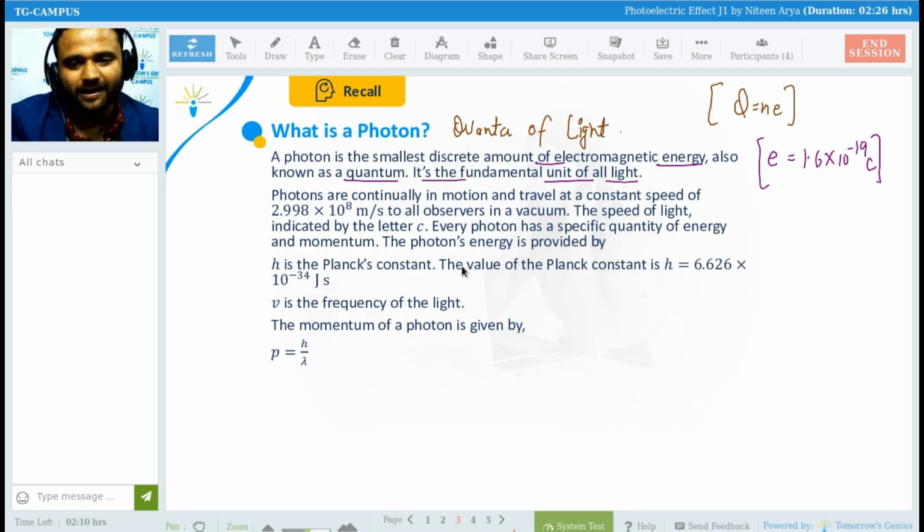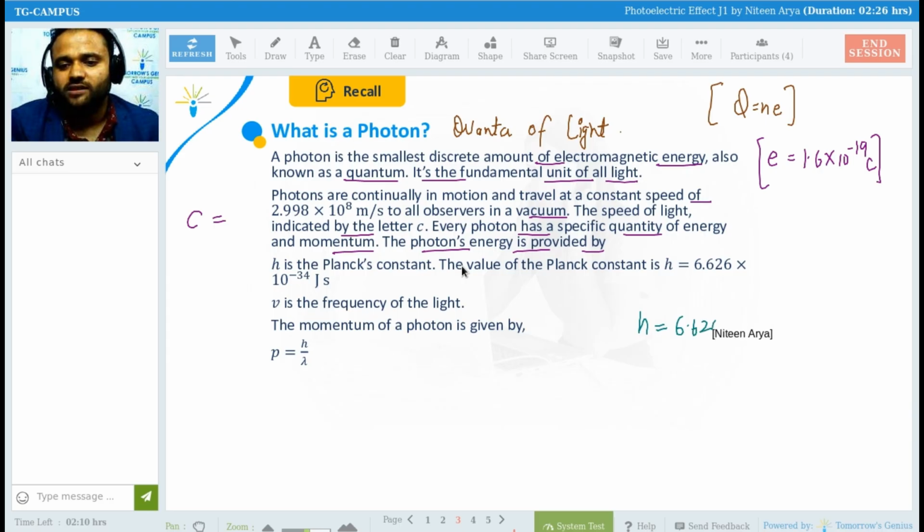Photons are continuously in motion and travel at a constant speed, this is basically c, which is approximately 2.9983 into 10 to the power 8 meter per second to all observers in vacuum. The speed of light is indicated by the letter c. Every photon has a specific quantity of energy and momentum. The photon's energy is provided by Planck's constant h. The value of Planck constant is 6.626 into 10 to the power minus 34 joule second.